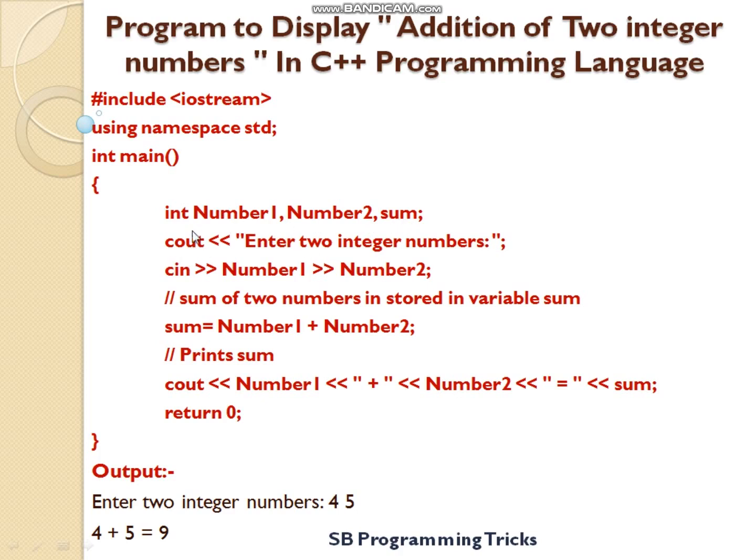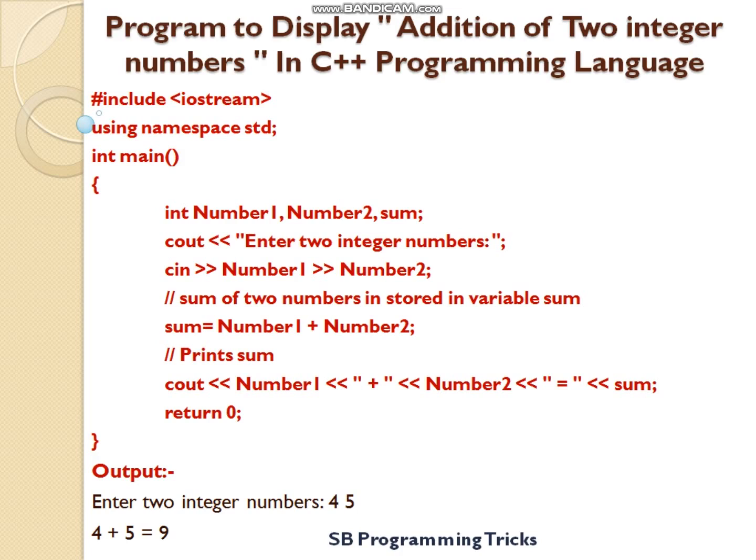Then the next line of this program is cout, which is useful for displaying the message on your output screen. Then the next one is in double quotes, we declare the message: enter two integer numbers. Then the semicolon is useful for terminating the cout statement.